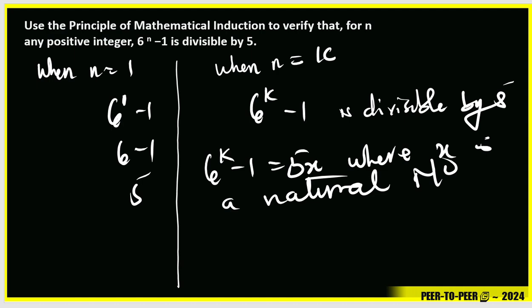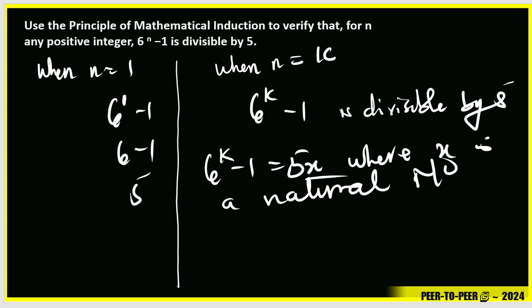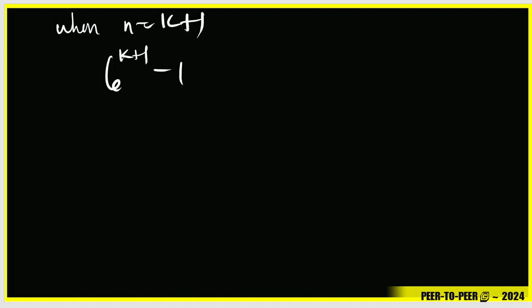So if n is equal to k is true, then we need to prove that when n is equal to k plus 1 is also true for this proposition. So when n is equal to k plus 1, we are going to have 6 raised to the power k plus 1 minus 1. So we need to prove that this is indeed true by using our inductive hypothesis. So let's use the inductive hypothesis.